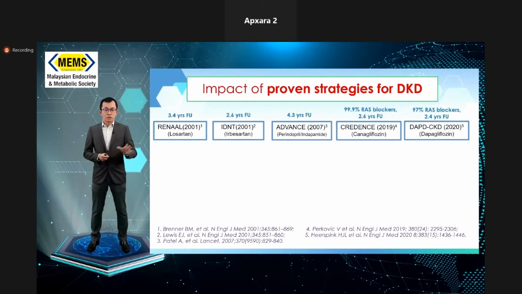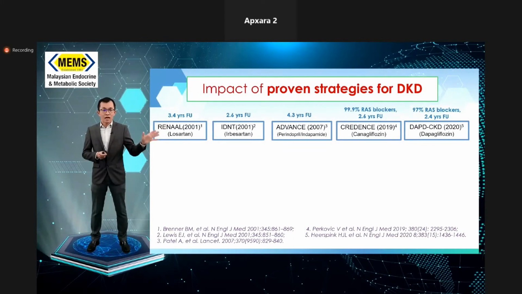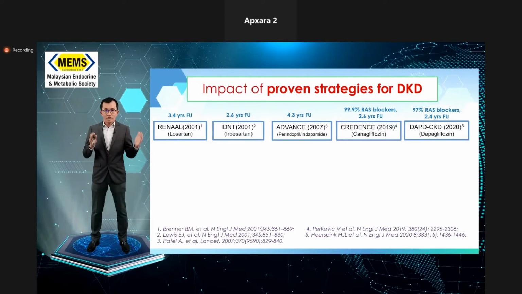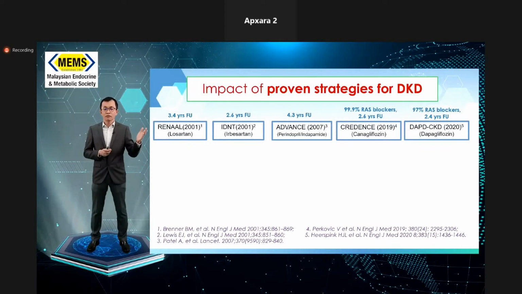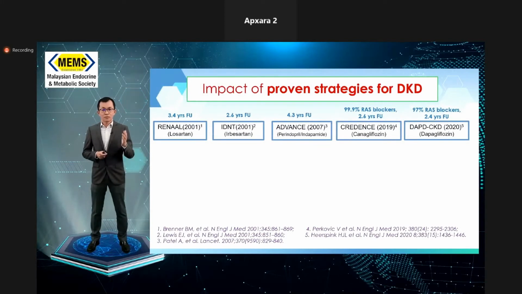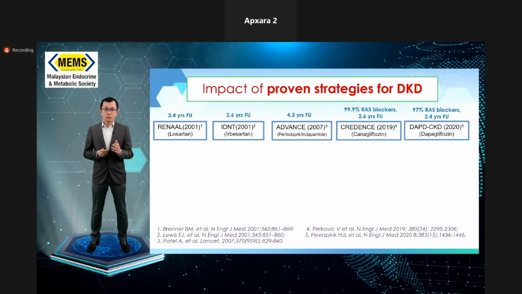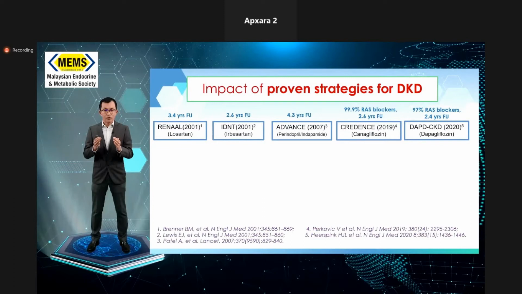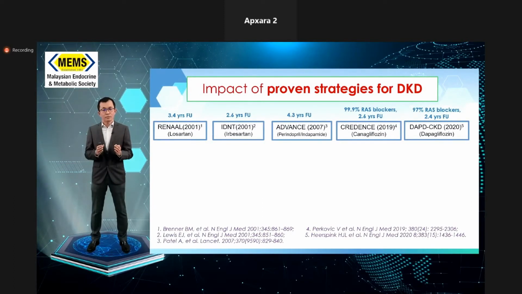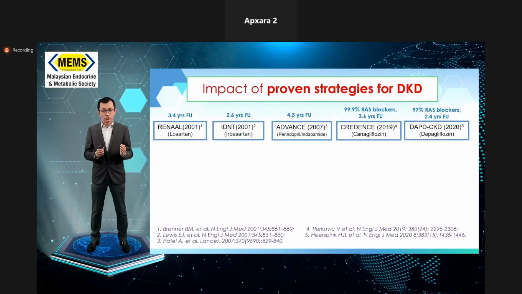So the 3 trials on the left are the landmark studies, which have been well established for the past 20 years, renowned using losartan, IDNT, irbesartan, as well as ADVANCE, published in 2007, not focusing on a specific agent, but highlighting the importance of intensive blood pressure and blood sugar control.